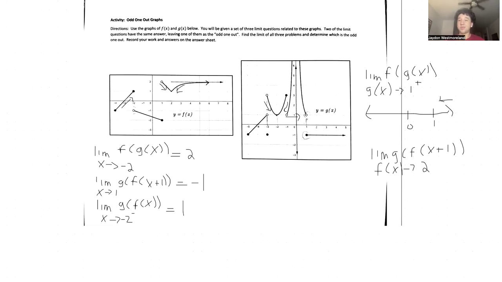Okay, that is the most important thing when it comes to limits. Really recognizing the behavior of the graph as it is approaching that particular point. As long as you understand that, you'll be good.